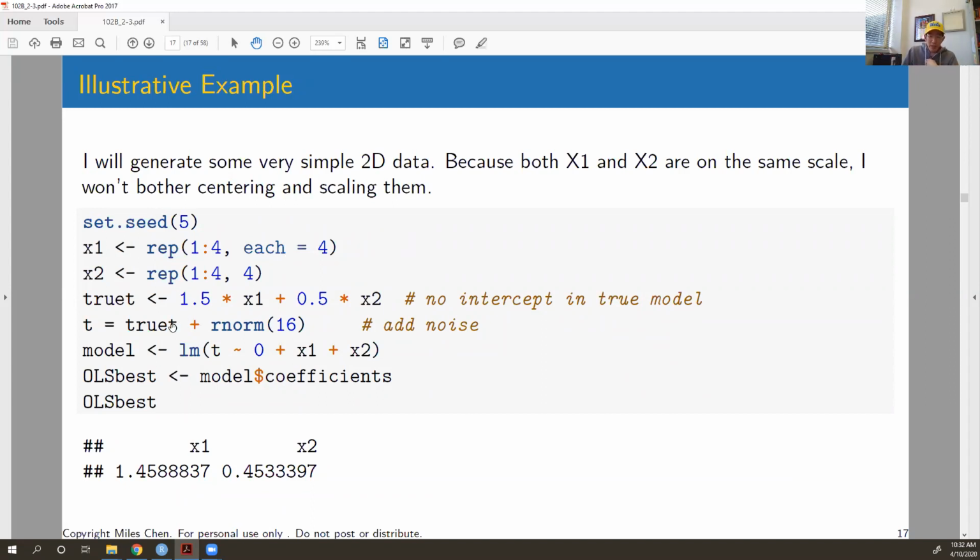All right, and so here I'm going to have the true values of t, which is going to be 1.5 times x1 plus 1/2 times x2. So these are going to be the true coefficients, 1.5 and 0.5. And I'm just going to add some random noise to it. Here there's no intercept, and we're not going to try to fit an intercept. And so the best ordinary least squares model says that, because of the random noise, the best estimates are going to be 1.458 and 0.453. So these are the coefficients that we have estimated, the best fitting coefficients for ordinary least squares regression: 1.4588, 0.453397. That's the least squares values.